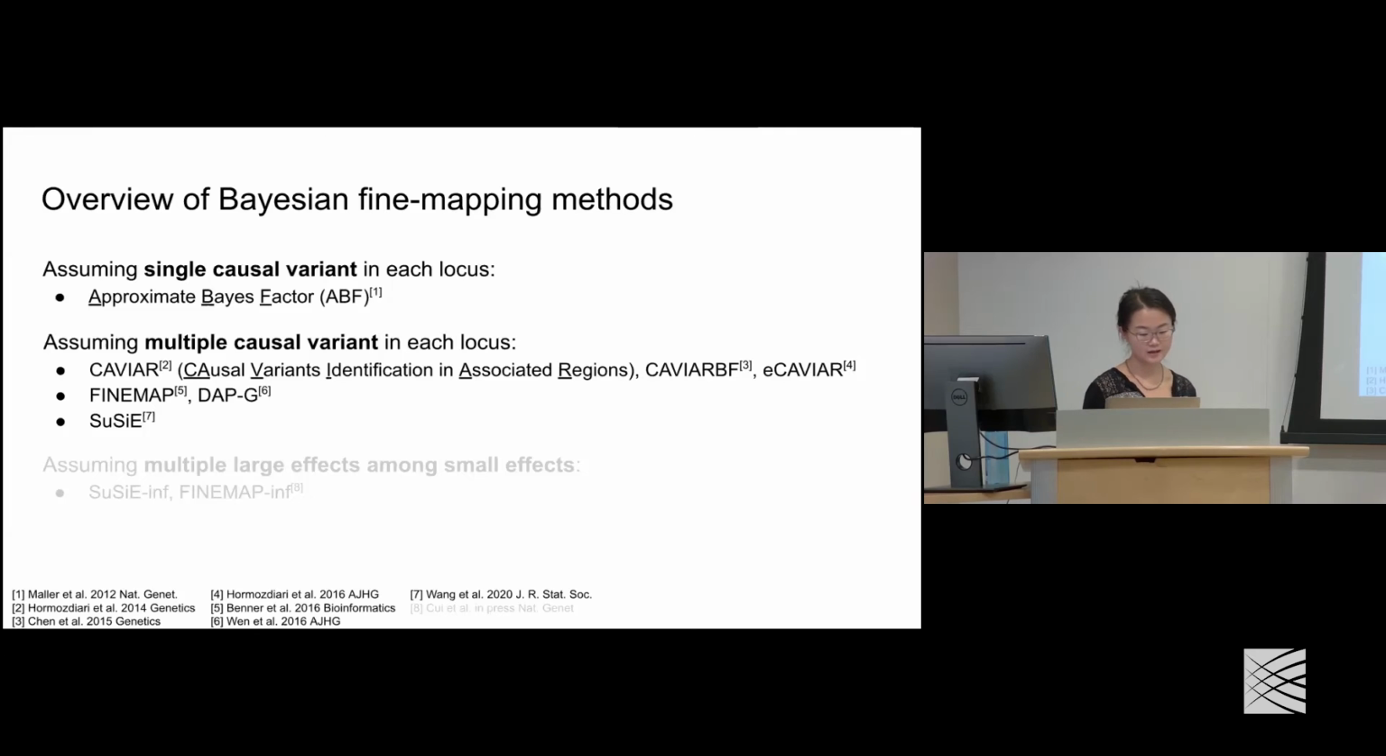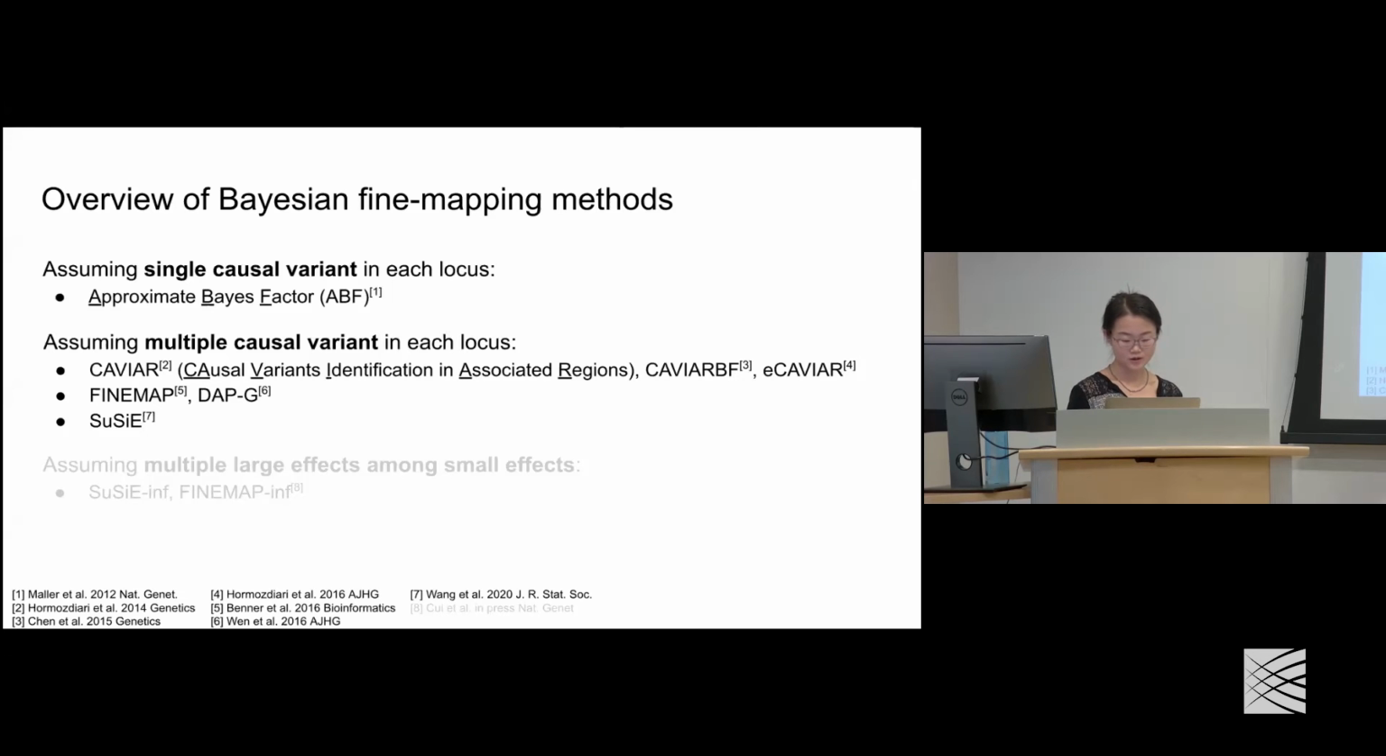So SuSiE came along a couple years ago, and it uses, let me think, an iterative Bayesian stepwise selection algorithm. It's a little bit different from the idea for these previous methods, and it's very efficient. It utilizes the elegance of ABF and conditional analysis without losing the rigor of jointly modeling multiple causal variants. And the model is similar, but it's sufficiently different that I feel like it deserves its own bullet point.